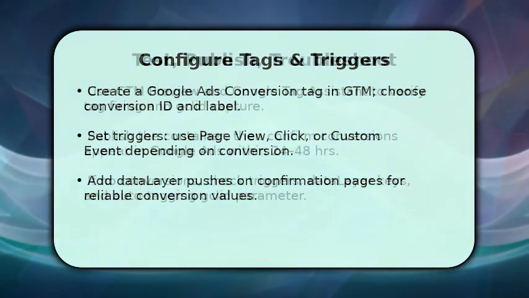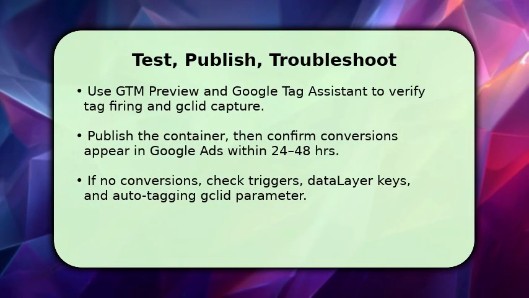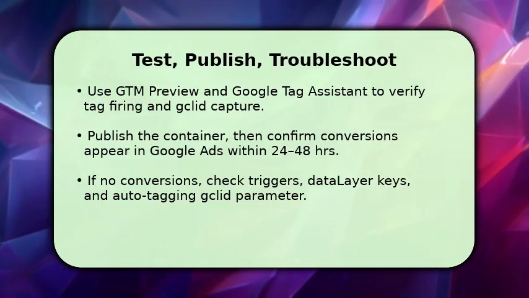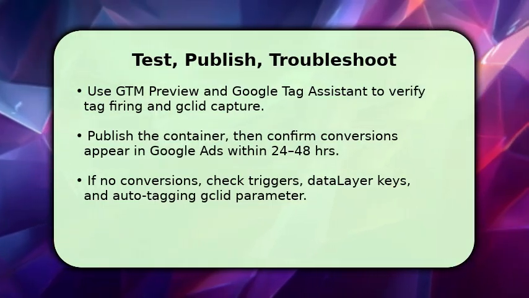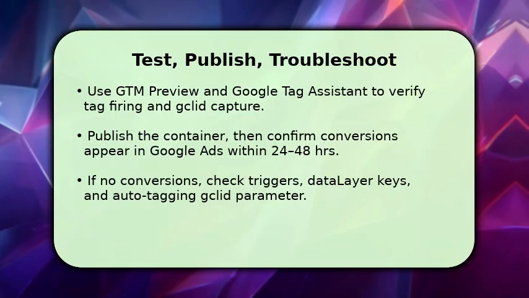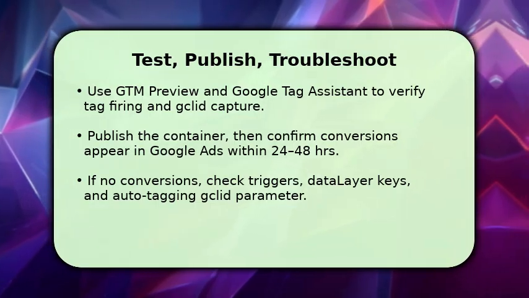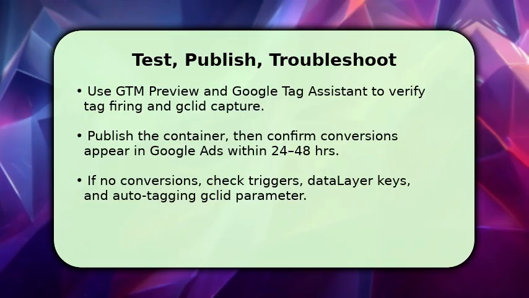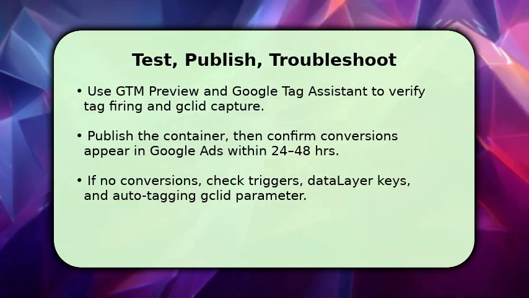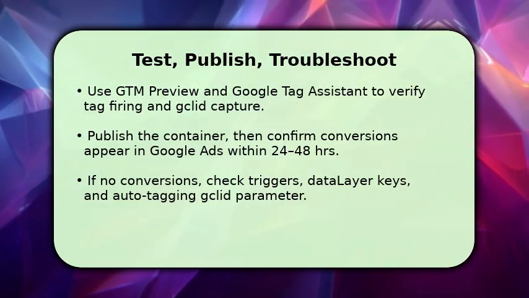Finally, test thoroughly. Use GTM Preview and Google Tag Assistant to confirm the conversion tag fires and that gclid or conversion value is present. Once validated, publish your GTM container, then monitor Google Ads for imported conversions. Expect them to appear within 24 to 48 hours.